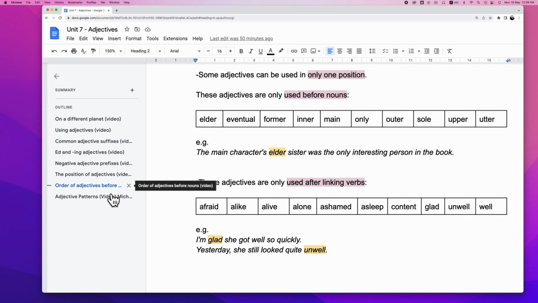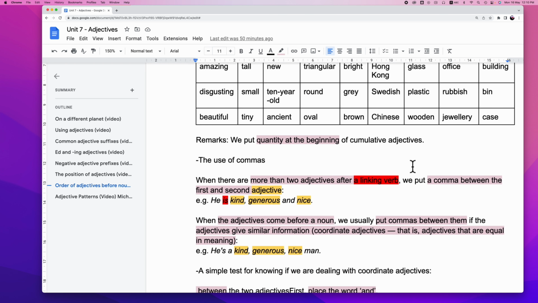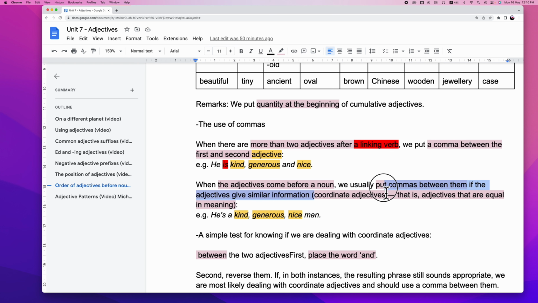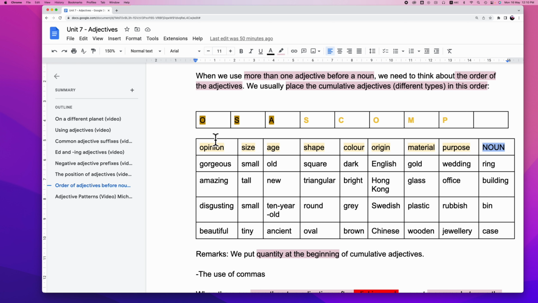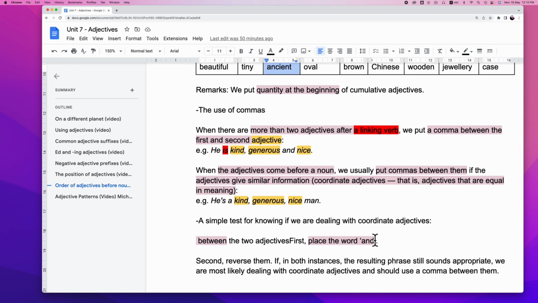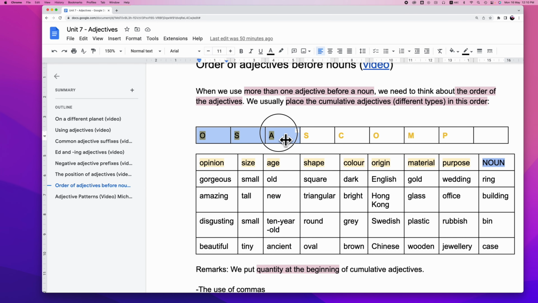Then what's next? Then we are talking about the order of adjectives. And we have to understand two terms, that is cumulative adjectives as well as coordinate adjectives. Cumulative adjectives are different types of adjectives that should be put in a sequence. And coordinate adjectives are adjectives of the same kind. So how do we deal with that?